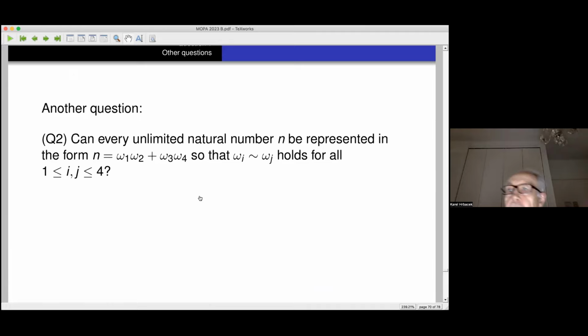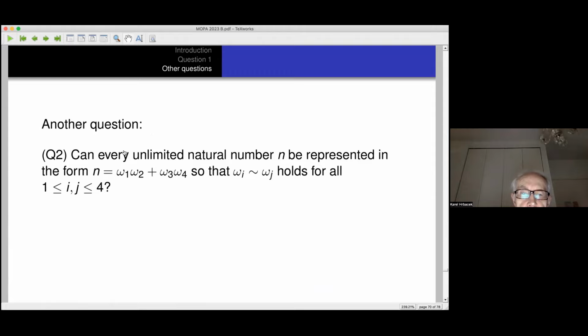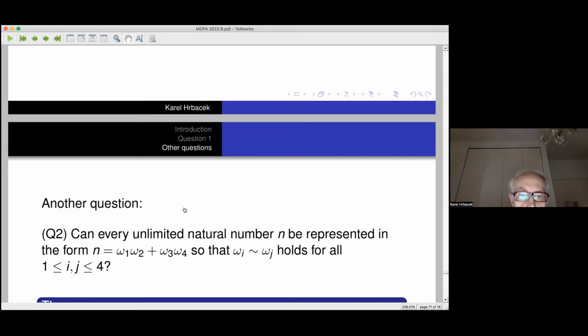And well, there are some other questions that have been asked. For example, can every unlimited natural number be represented in a form like this with omega 1 of the same order as omega i, so that omega i and omega j are all of the same order? Without any further assumptions it's trivial, but this is still easy. The answer is yes, and the proof is quite simple.